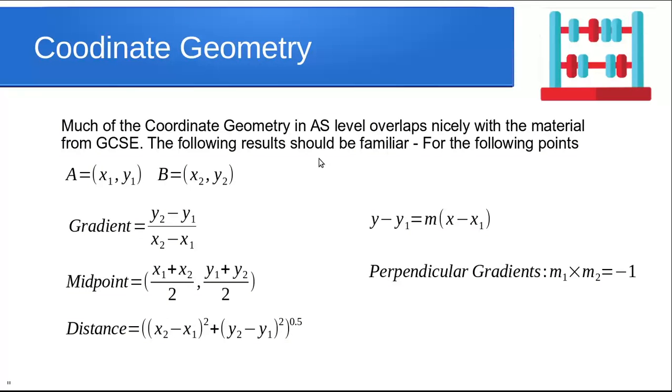Last up, we've got perpendicular gradients. Perpendicular gradients m1 times m2 will equal minus 1 if those two gradients are perpendicular. A slightly different way of putting this is to describe one perpendicular gradient as the negative reciprocal of the other perpendicular gradient. So if you've got a gradient of 7, the perpendicular one would be negative a seventh. If you've got a gradient of 3/4, the perpendicular gradient would be minus 4/3. So it's a case of just turning the fraction upside down and changing the sign.